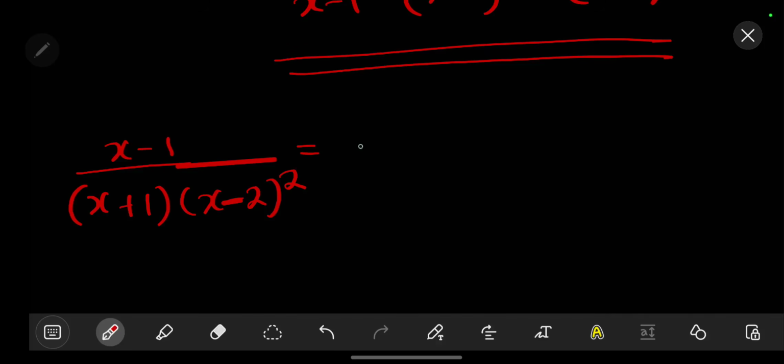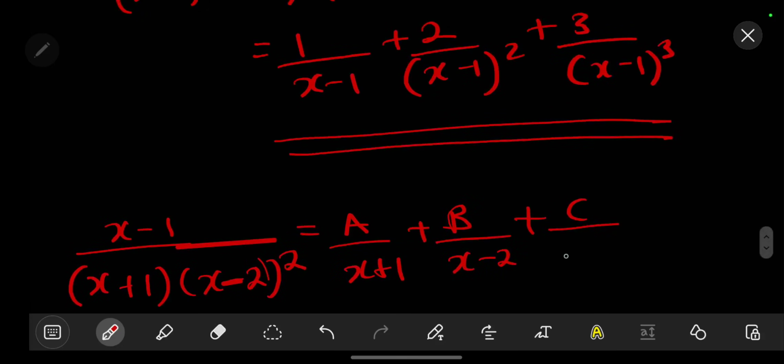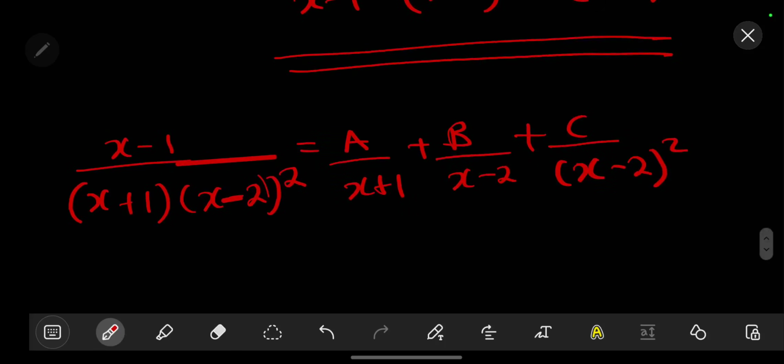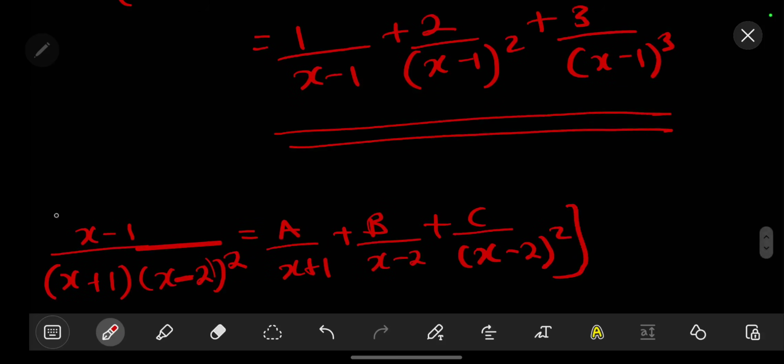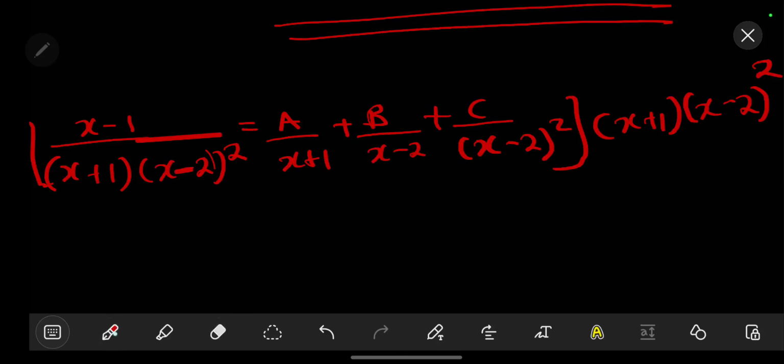So this should be equal to a over the first denominator, which is x plus 1, plus b over the second denominator, but it is squared, so we are going to have x minus 2, plus c over our third denominator, which is going to be x minus 2 to the power of 2. Then we are going to multiply throughout by x plus 1, then x minus 2, then the squared, like that.